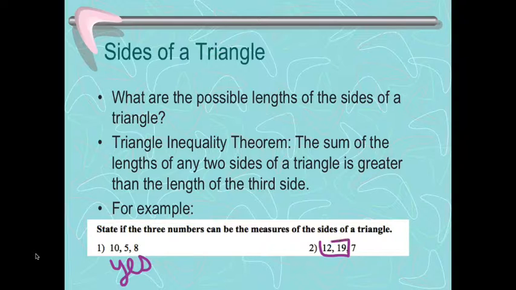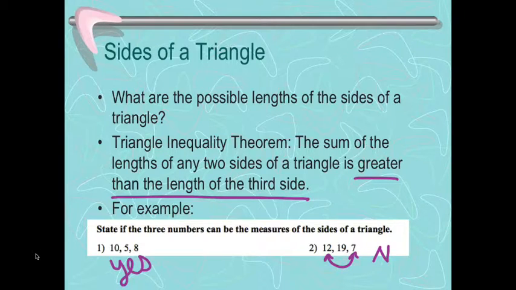12 and 19. If I add those together, is that bigger than 7? Yes. We're not doing odds this time. Sorry. 12 is automatically bigger than 7, so we didn't really have to do anything. All right, so what about 19 and 7? Yes. What about 12 and 7? It's equal to 19. It says in our theorem that it must be greater than the length of the other one. So no. This is a no.